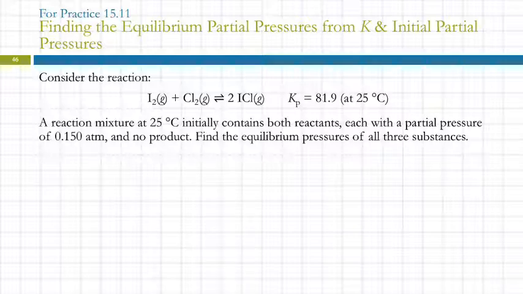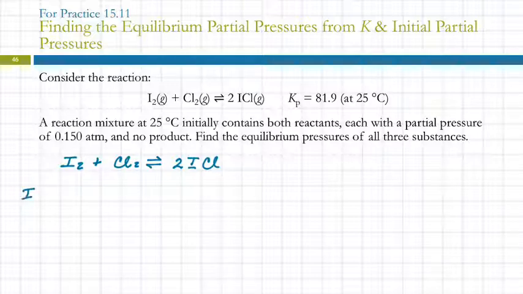So we have this reaction, and it says a reaction mixture at 25 degrees Celsius initially contains both reactants, each with a partial pressure of 0.150 atmospheres and no product. Find the equilibrium pressures of all three substances. So we're going to make an ICE table, and we need to list at the top our reactants and products. Generally it's best to just put the whole equation in there because coefficients are important.